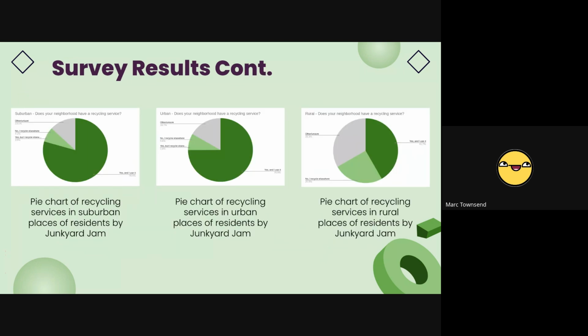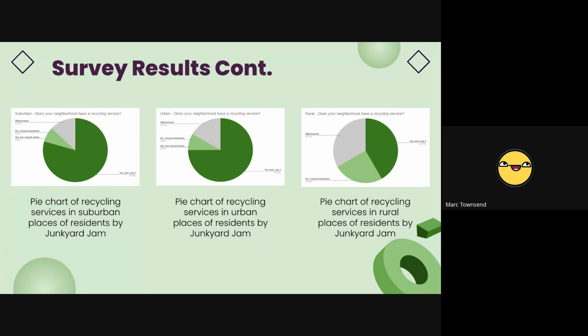So here we have a couple pie charts of the access to recycling. When we're thinking of solutions that have to do with recycling and efficiency, we often take it for granted that we have a recycling service here. But looking at these graphs that we created, we can see that there's actually a pretty decent disparity in the access to recycling services that different urban, rural, and suburban areas have.